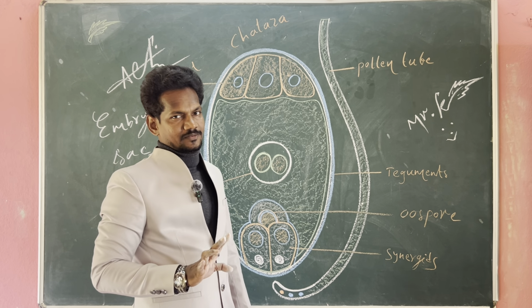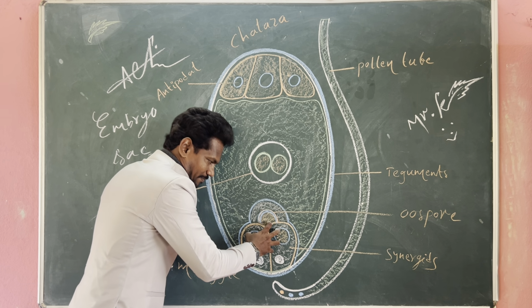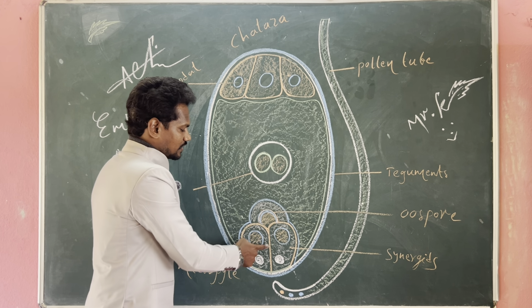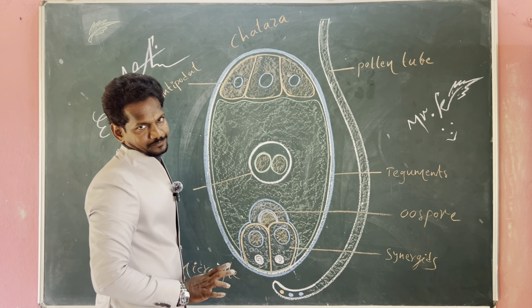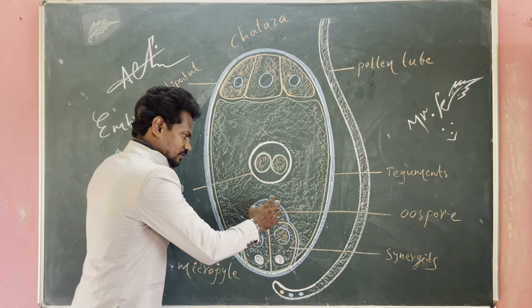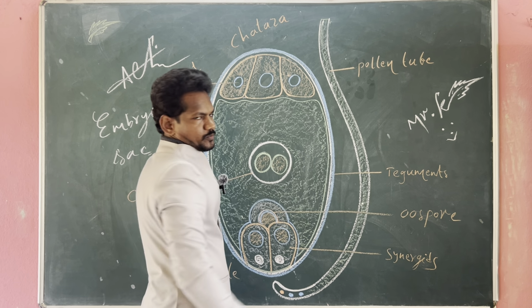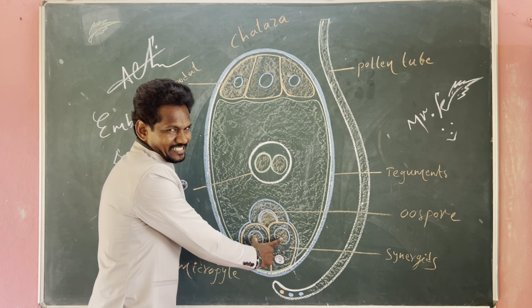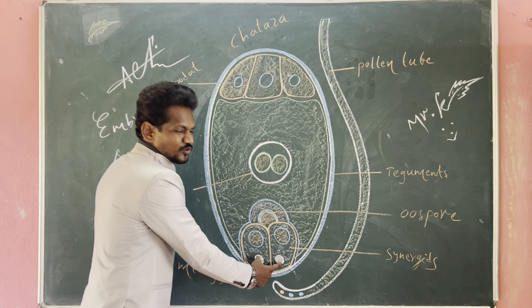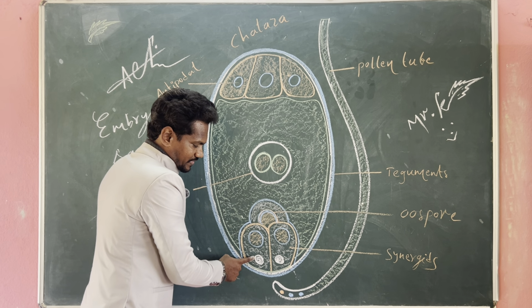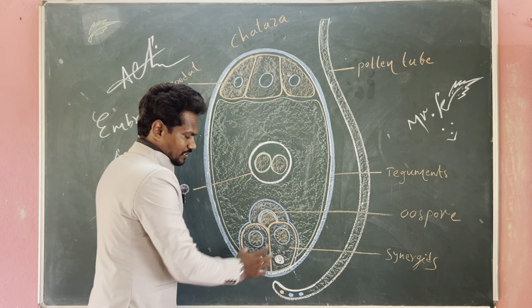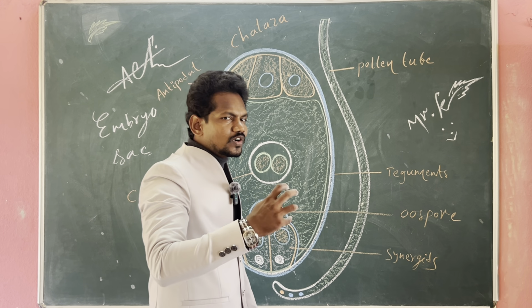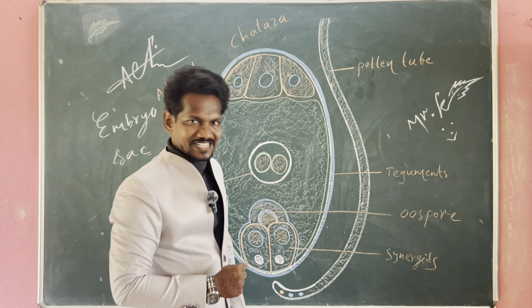In the egg apparatus, among these 3 cells, the egg cell is the largest one. These are slightly smaller than the egg cell. This egg cell, another name is oospore. These structures are vacuoles, synergid vacuole. These are nuclei, nucleus of the synergid. These synergids protect, support, or hold the egg cell in the embryo sac.